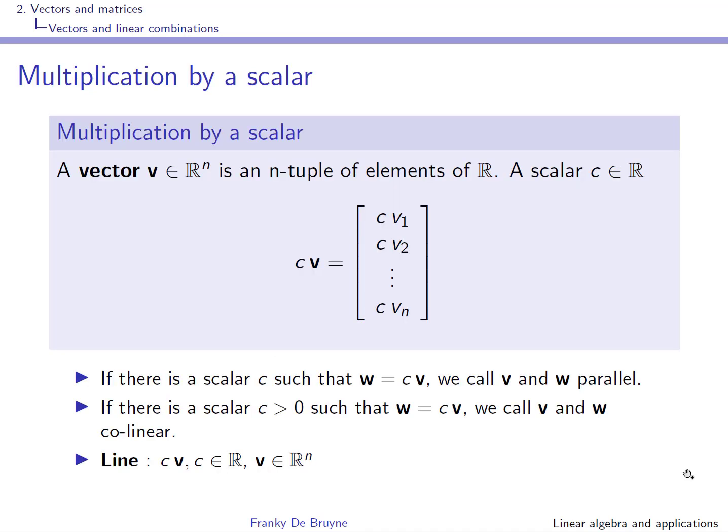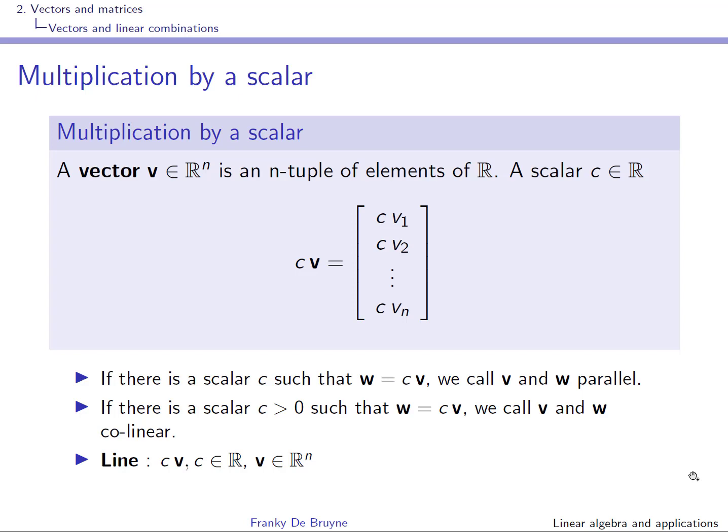Well, you can multiply a vector in Rn by a scalar in R. So C here is a real number, and you can simply do that by multiplying each of the elements of V by the constant C. Okay, so the vector W that is obtained will be in the same direction if C is strictly positive. What will change, of course, is the magnitude of the vector. So if C is strictly positive, W and V are called collinear.